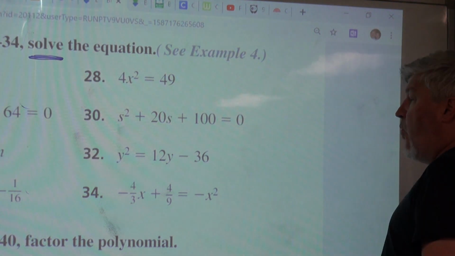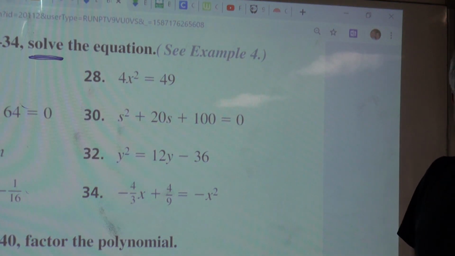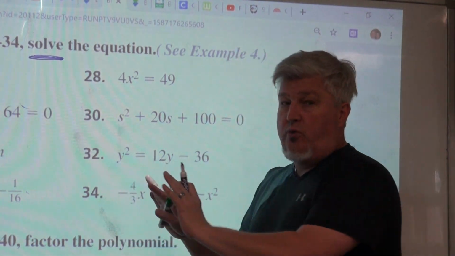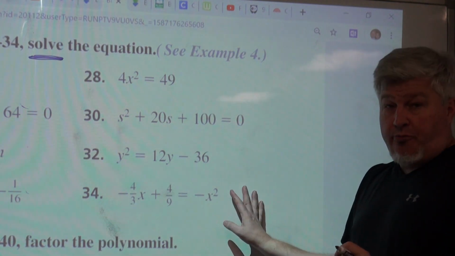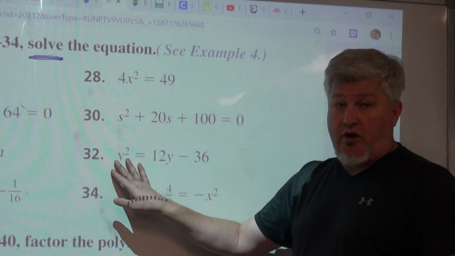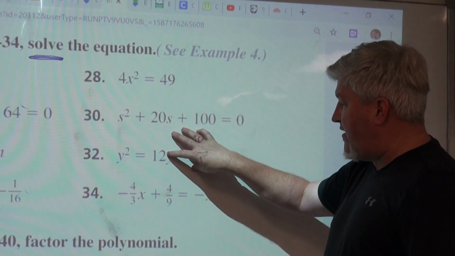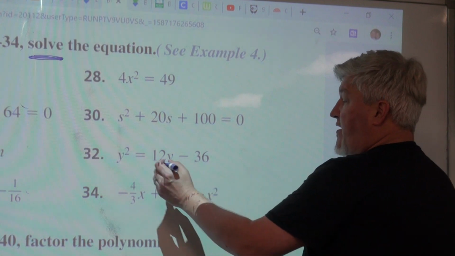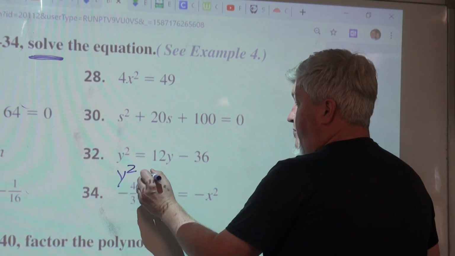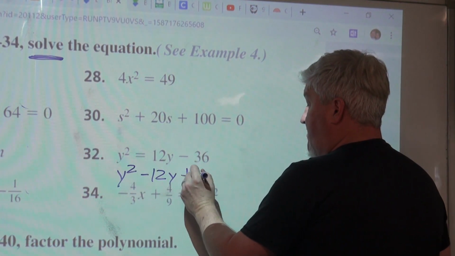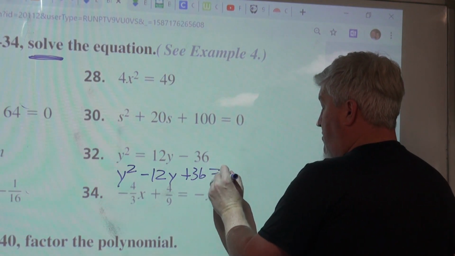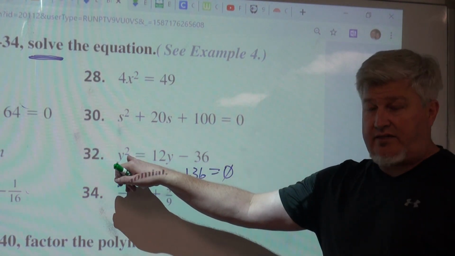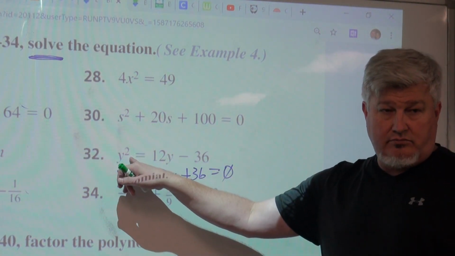32. Y squared equals 12y minus 36. So again, what I would say to you is in these things we're working on, bring everything over to one side of the equal sign. Which way should you bring it? Well, you prefer to have your squared variable positive, so we're going to bring everything on this side over to the left by subtracting or adding depending. So when I do that, it looks like this. Y squared minus 12y plus 36 equals 0. So all I've done is I brought the 12y over by subtracting. I brought the 36 over by adding.